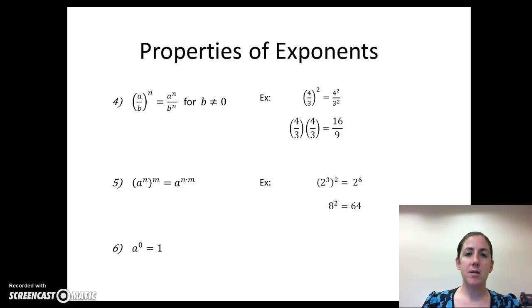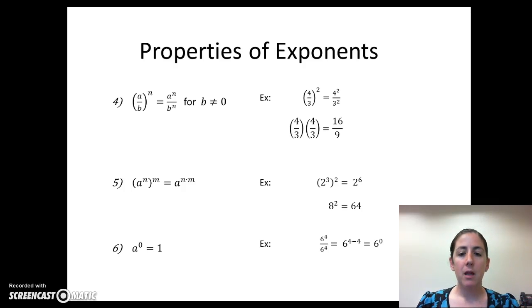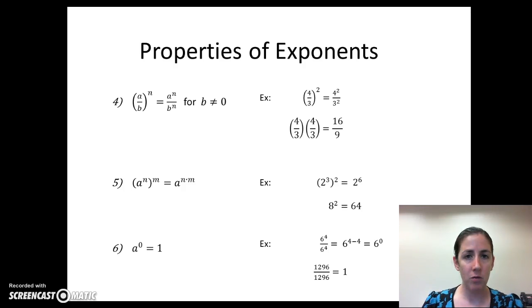Next, anything raised to the 0 power is 1. A lot of people think it's 0, but it's not. a to the 0 is 1, and I will show you. For example, if you had 6 to the 4th over 6 to the 4th, remember from a previous property, like bases being divided, you subtract their exponents. So 6 to the 4th over 6 to the 4th would be 6 to the 4 minus 4, or 6 to the 0. Well, 6 to the 4th is 1,296. So 1296 over 1296, when you have something over itself, it reduces to 1. So as you can see, 6 to the 0 is equal to 1.